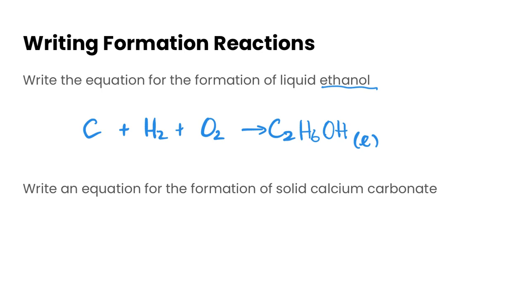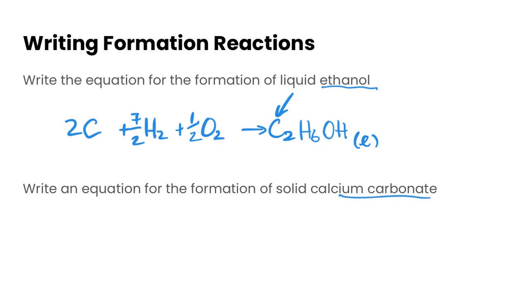Now, when you balance this, you want to balance it so that you end up with 1 mole of your product. So you might actually end up with fractions here, and that is totally okay. So for the O2, we need 1/2. For the H2, we need 3. And then for the carbon, we need a 2.